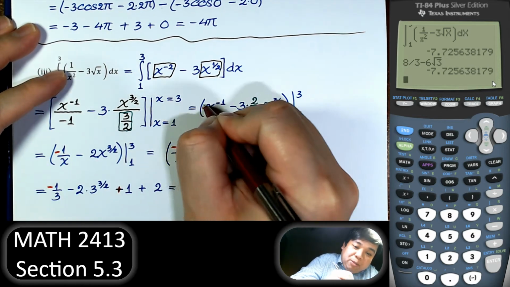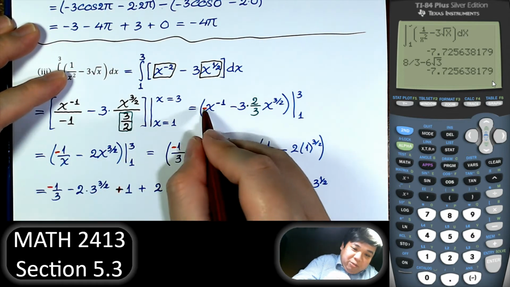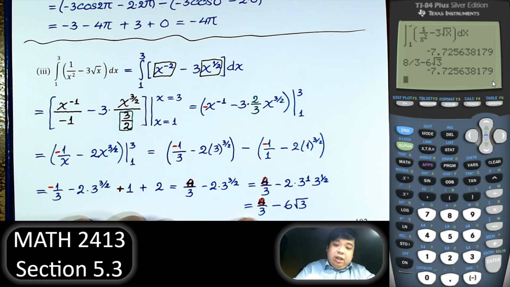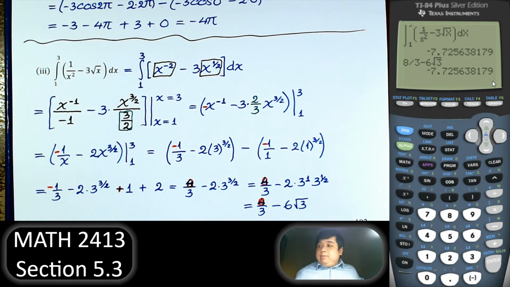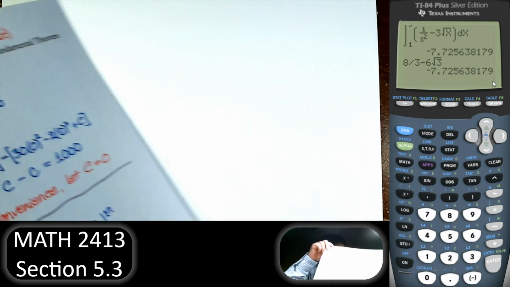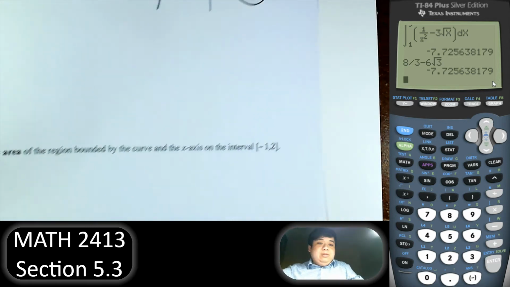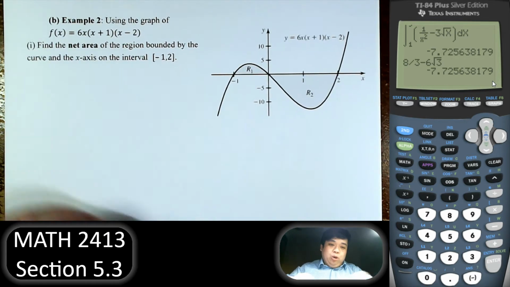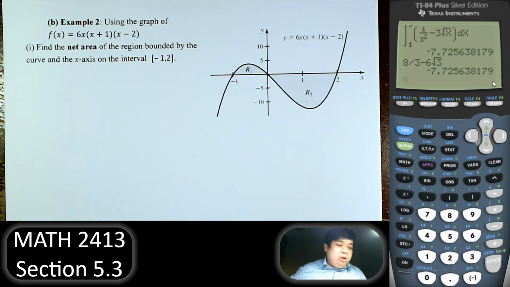So yeah, don't make the same mistake that I did here, which is forgot the negative. Right. So this is 8 over 3 minus 6 square root of 3. This just shows that I do the problem live. I did not do anything before recording.